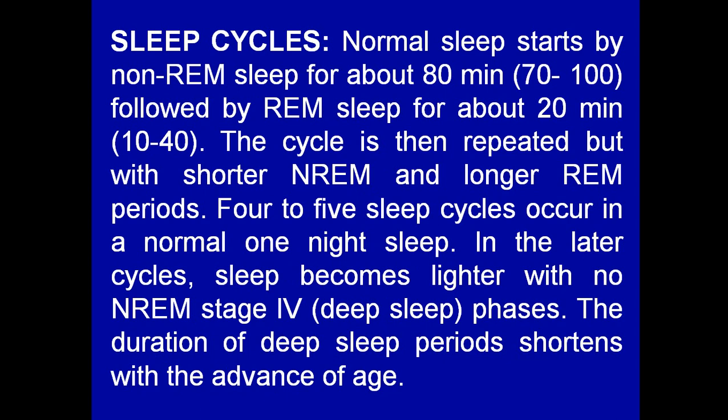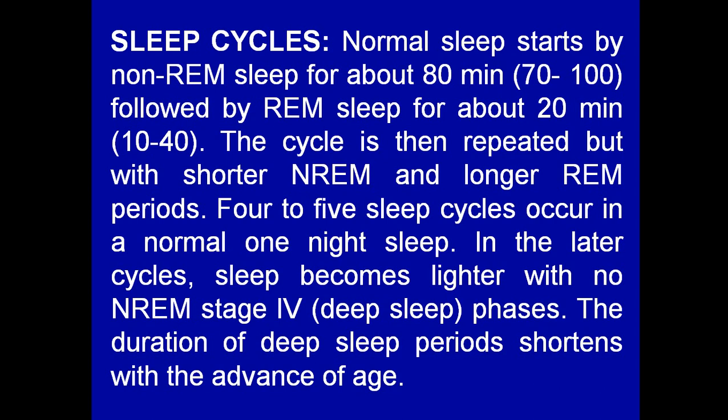Sleep cycle. The normal sleep cycle starts with non-rapid eye movement (NREM) sleep for about 80 minutes, average 70 to 100 minutes, followed by rapid eye movement sleep for about 20 minutes, average 10 to 40. The cycle is then repeated, but the non-REM sleep starts to decrease and the rapid eye movement sleep gets longer. About 4 to 5 repetitions, non-REM followed by REM.